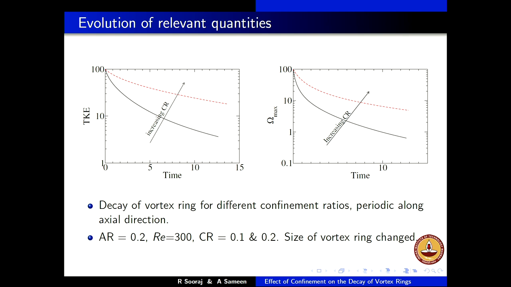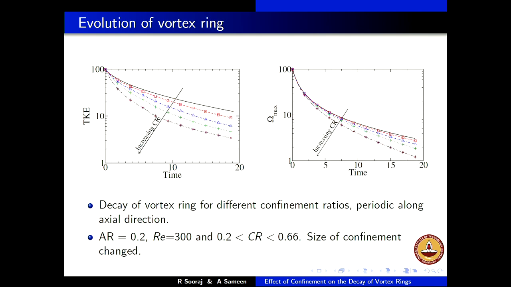These are decay patterns. Here the size of the vortex ring is changed. What we get is a decrease in the decay rate. So, decay becomes slower. These are the relevant parameters that we use for this particular simulation. Now, when we do the same increase in confinement ratio by changing the confinement size, there is an increase in decay rate. So, the decay becomes faster, as you can see. These are the total kinetic energy and the maximum vorticity at the center of the core.